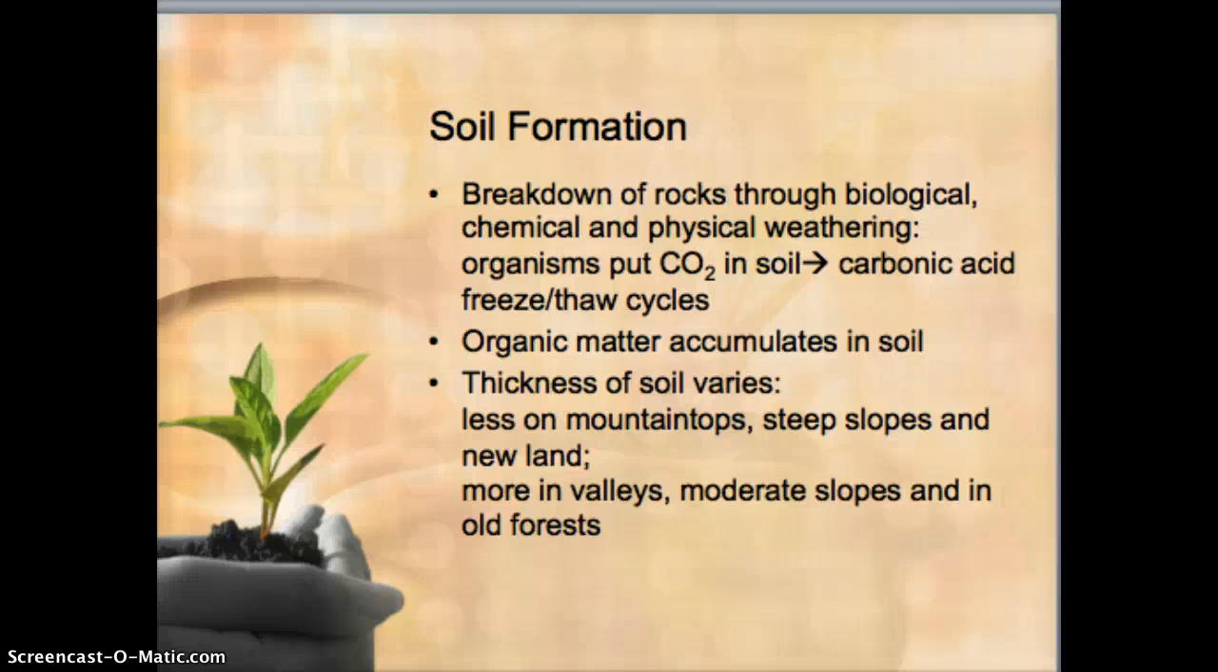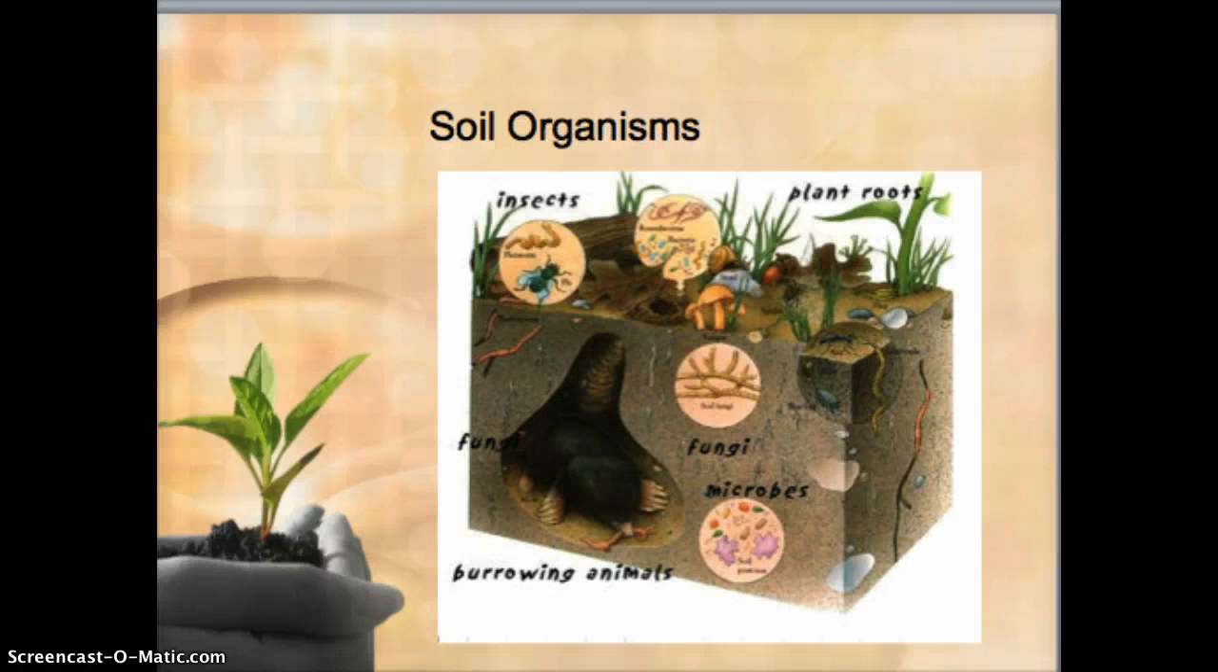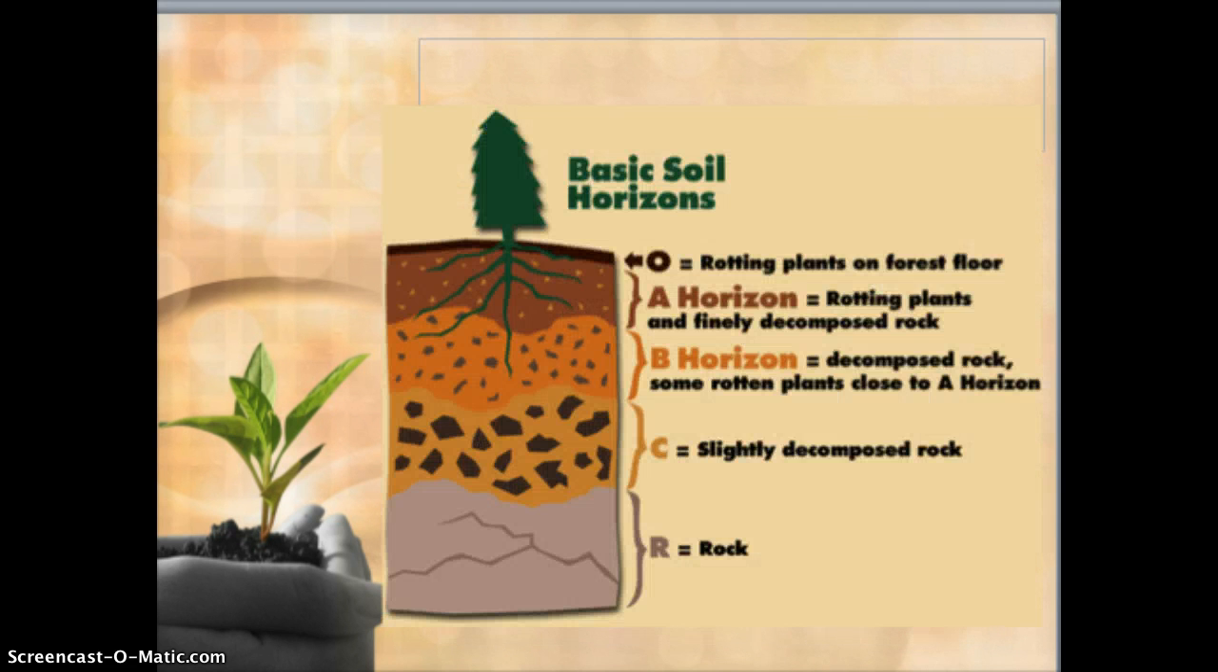Organic matter just continues to accumulate, and when we think about the formation of soil, its thickness is going to vary. You typically have less on mountaintops and steep slopes due to erosion, and more in valleys and moderate slopes and in old growth forests. This is just a visual of some of the organisms that live in soil, very important to the overall soil quality. Microbes, insects, plant roots, all the types of burrowing animals, worms, all of those are very good for the soil overall.